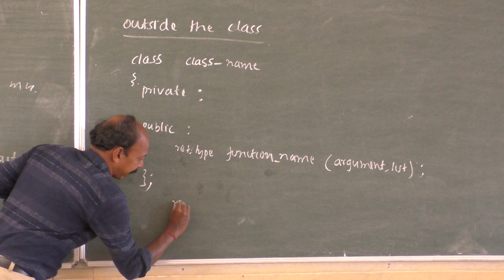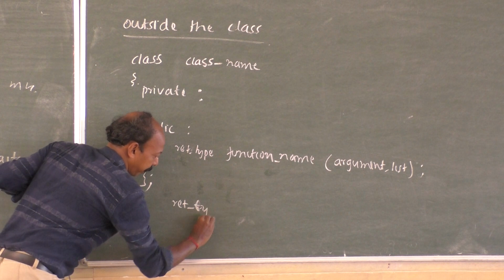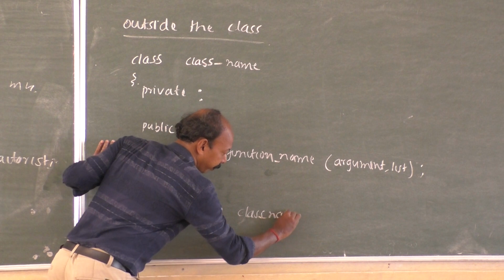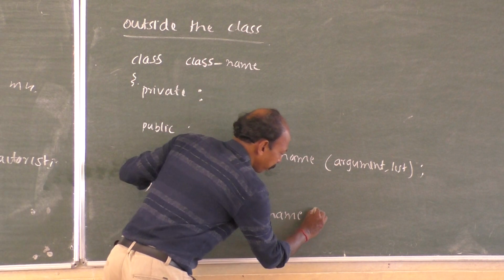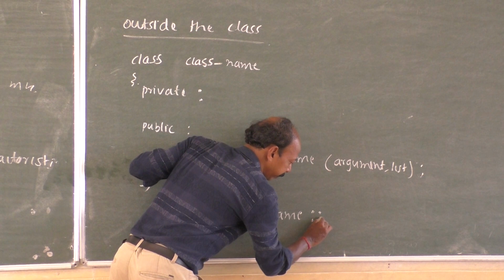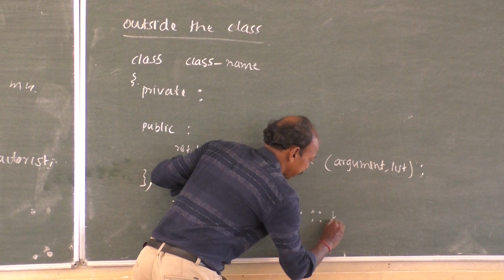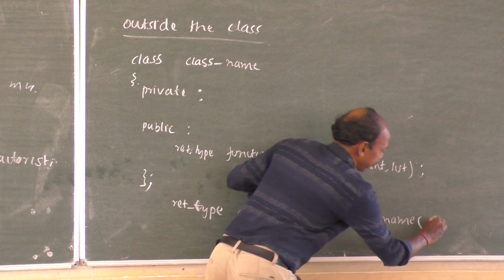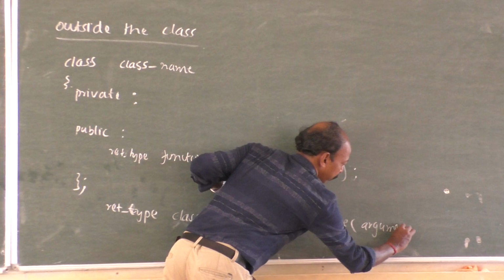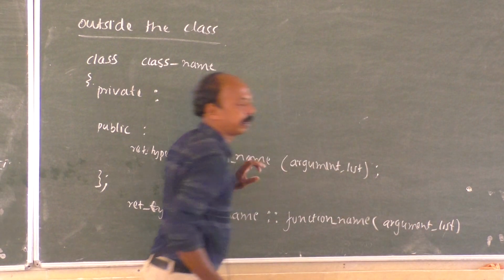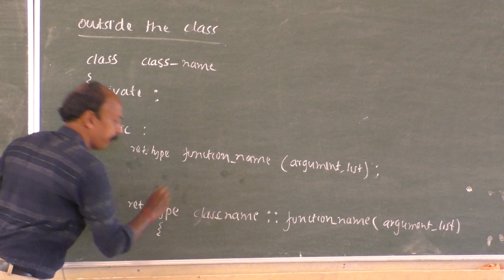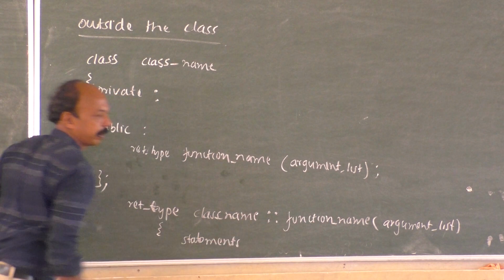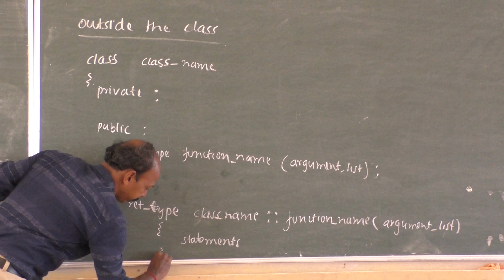Let's write it here. A return type, class name, scope resolution operator, that is two colons together, then the function name, then argument list. Then open the bracket, write the statements here. Executable statements here, then close the function.